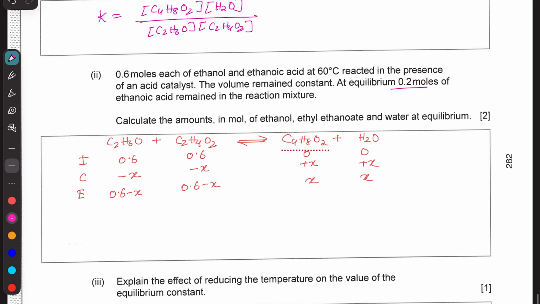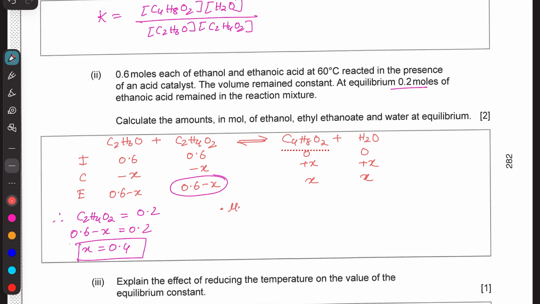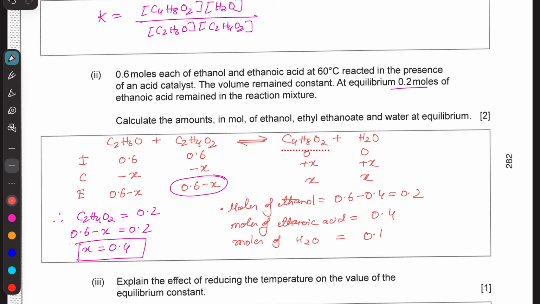Now, at equilibrium, you have 0.2 moles of ethanoic acid. So for C2H4O2, 0.6 minus X is 0.2, so X should be 0.4. Moles of ethanol will be 0.6 minus X, which is 0.2. Moles of ethyl ethanoate will just be X, 0.4. Moles of H2O, again, will be X, so 0.4. That's it.